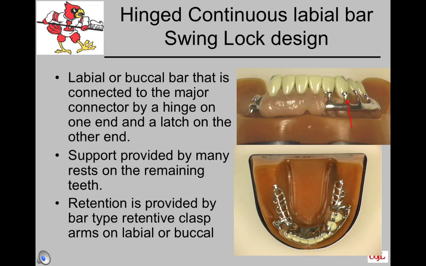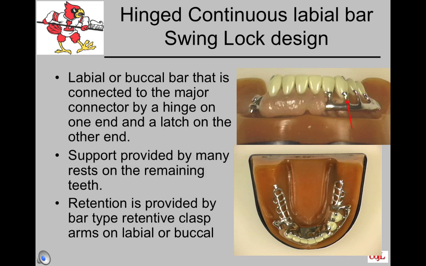The swing lock is a variation of the labial bar. It has a labial or buccal bar that is connected to a conventional major connector like the lingual plate, in this case on the lower. It has a hinge on one end and a latch on the other. The prosthesis kind of opens like a gate in the anterior.